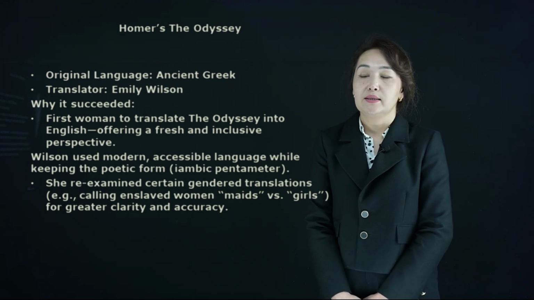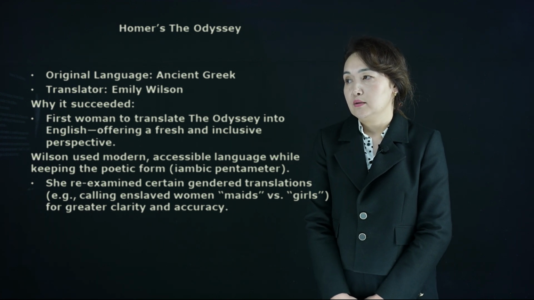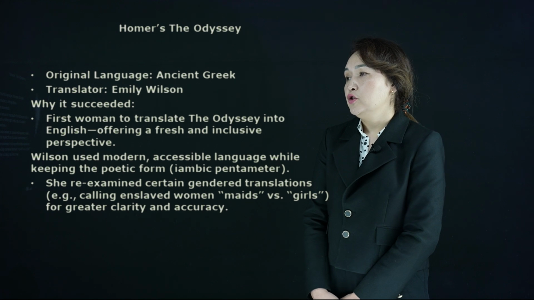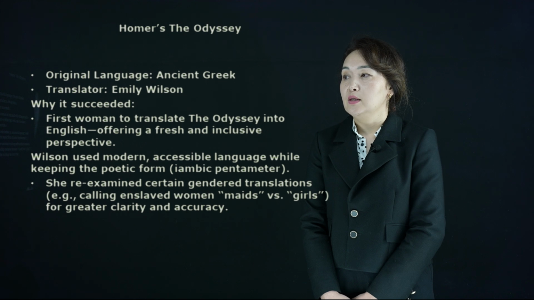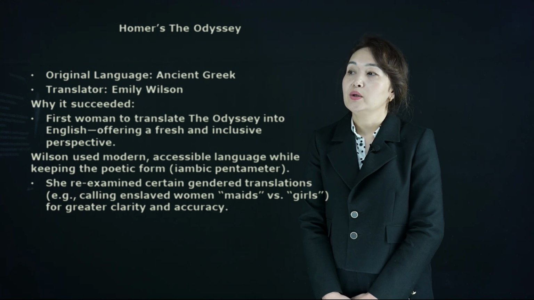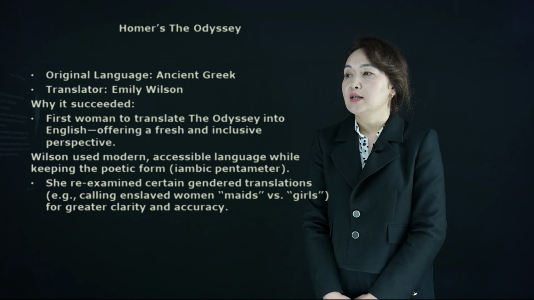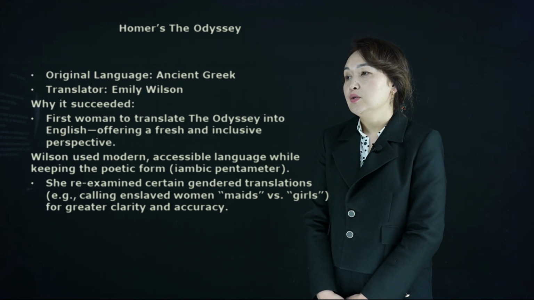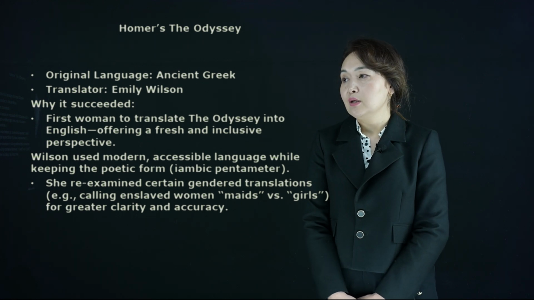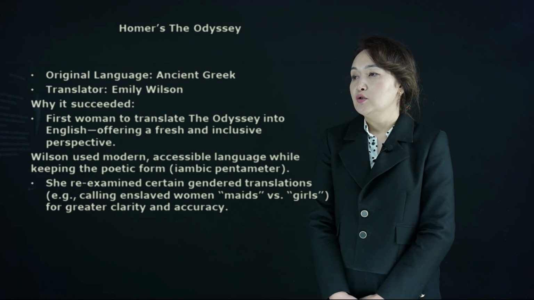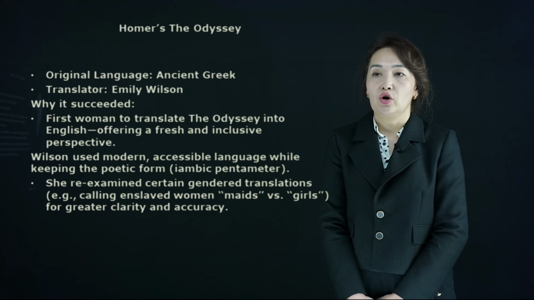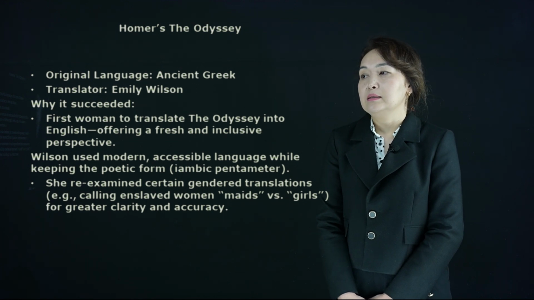For instance, Homer's The Odyssey. Original language: ancient Greek. The translator: Emily Wilson. And why it succeeded? Emily Wilson was the first woman to translate the Odyssey into English, offering a fresh and inclusive perspective. Wilson used modern, accessible language while keeping the poetic form, iambic pentameter. She re-examined certain gendered translations, for example, calling enslaved women maids versus girls, for greater clarity and accuracy.